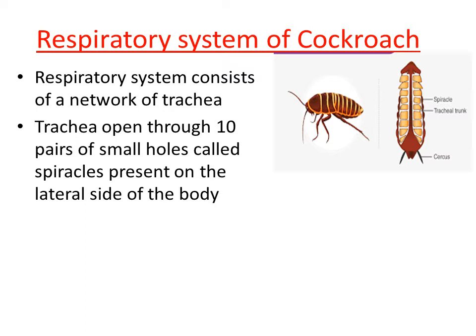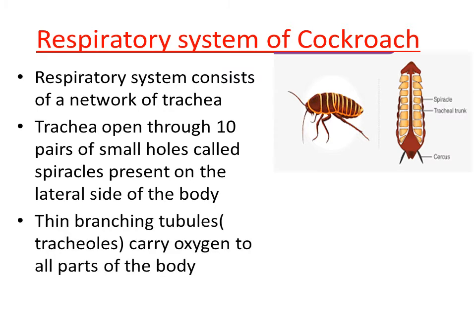What is the function of these holes? Why are these holes present on the lateral side of the body? Through these holes, the oxygen enters into the body, because these lateral openings open to the outside. Because of this, it carries oxygen towards the inner part of the trachea, right? There are thin branching tubules formed from the trachea. Those thin branching tubules are called tracheoles.